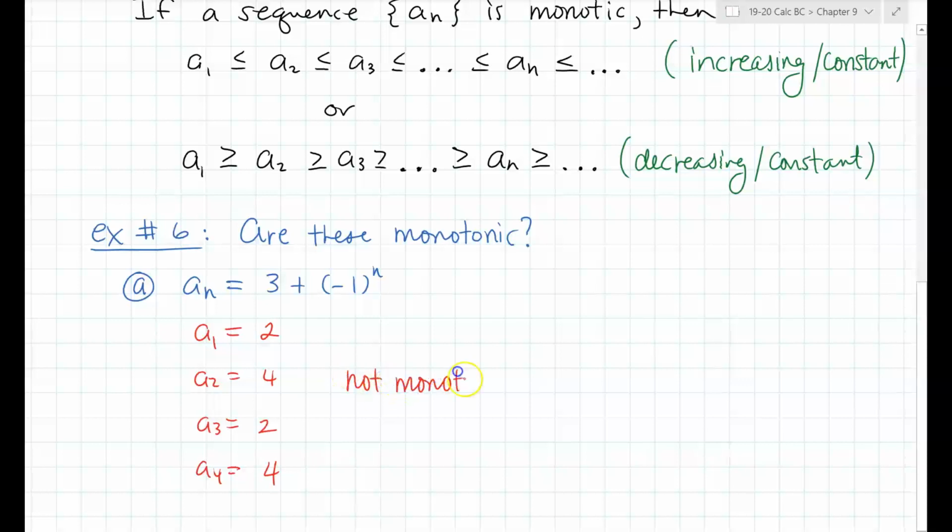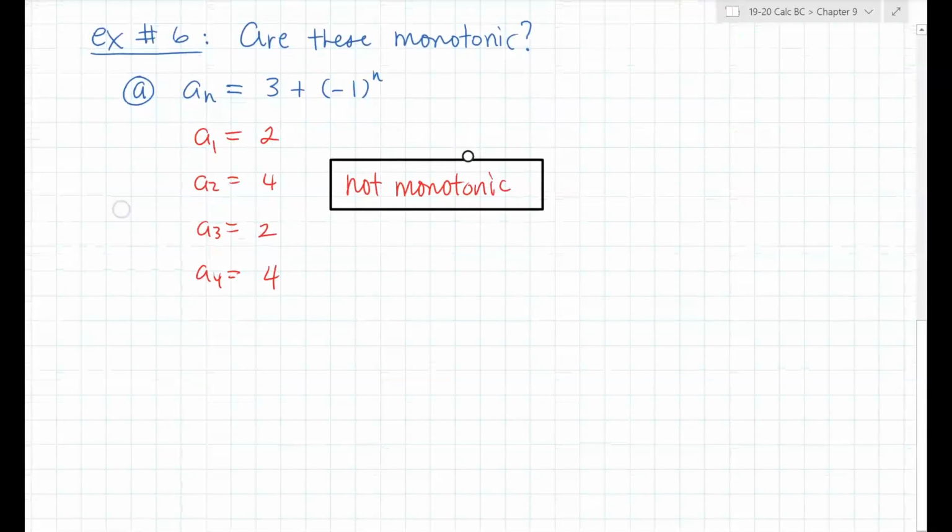This is one of the easiest ways to prove that something is not monotonic. Let me rephrase that: you disprove it by showing that some of the numbers are not working the way you want them to work. Well, let's look at B.